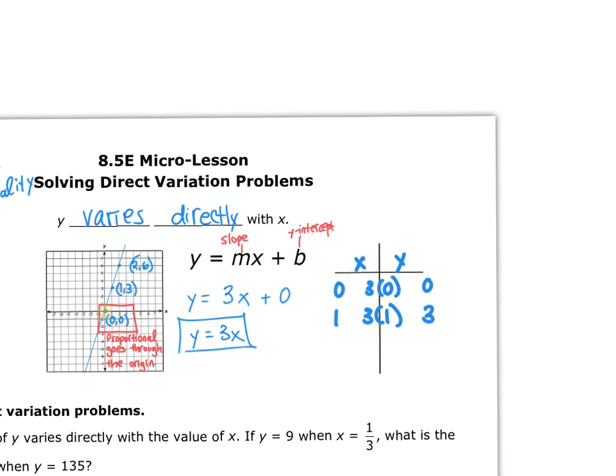That's the point (1, 3). What about when x is 2? Then I would have 3 times 2, and that would be 6. So (2, 6). Let's try some other points that we haven't put on our graph yet.